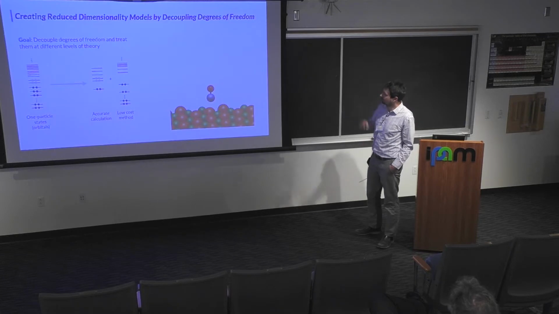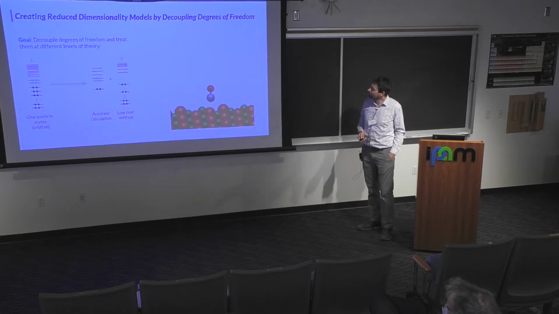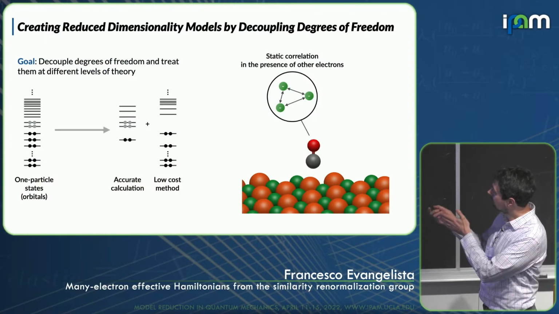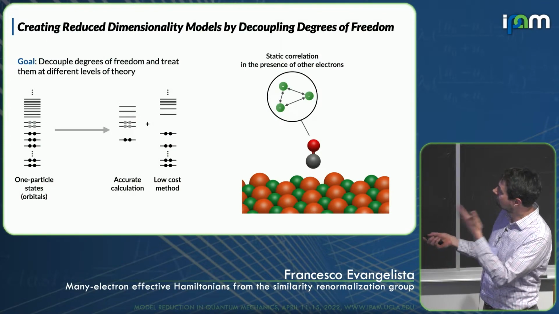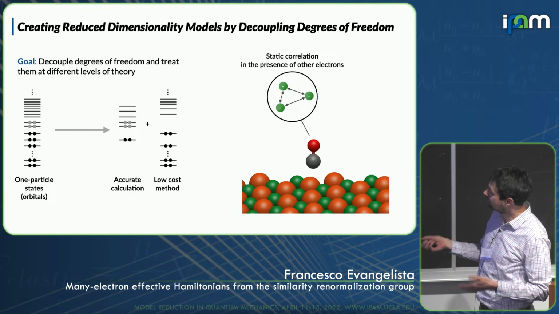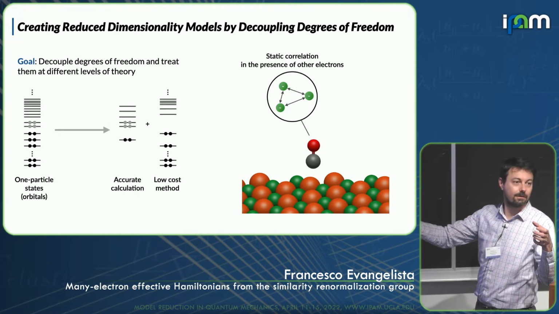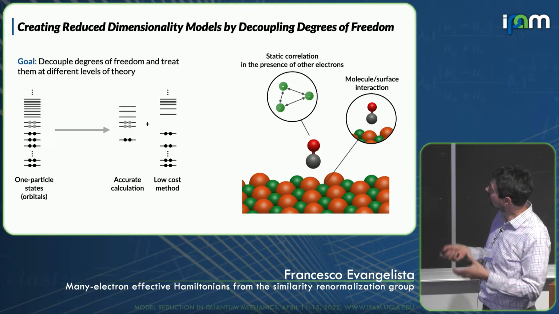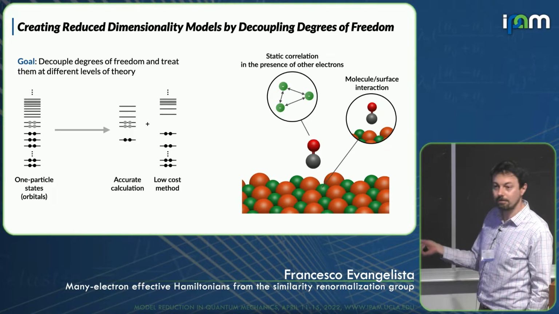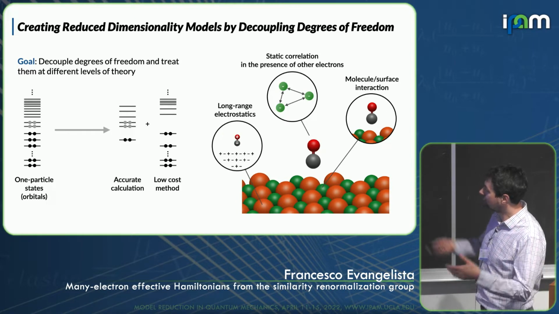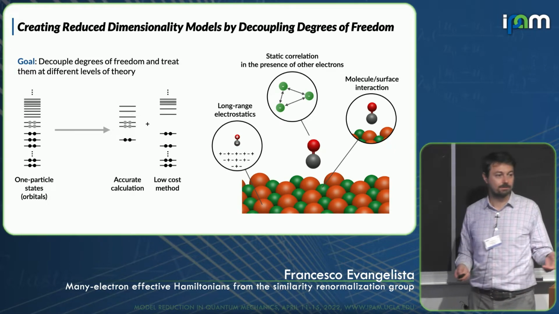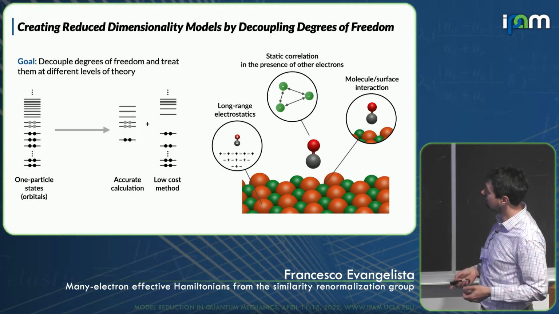So, for example, in the example that I mentioned before, what degrees of freedom can I separate? I want to, for example, treat at a high level the static correlation that develops in the molecule when I stretch this bond. I also have to account for the molecule-surface interaction, and preferably quantum mechanically. But then when I'm far apart, I can model the remaining electrostatic interactions with, say, classical charges.